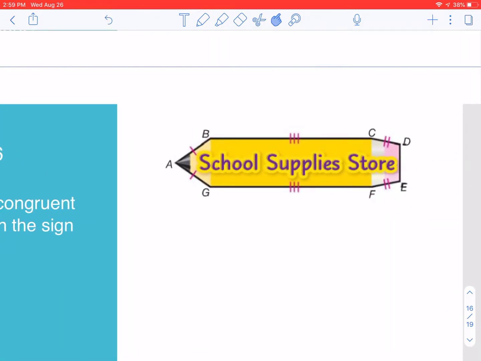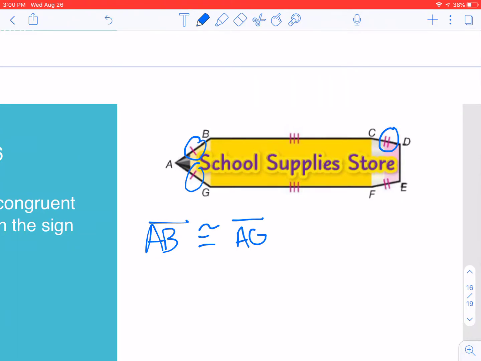So we're going to practice. AB is congruent to, so I'm going to look for the other single mark, which is here. And that is going to be AG. And that's how I write it in geometry. Segment AB is congruent to segment AG. Okay, now I'm going to look here. That has 2 marks. This has 2 marks.